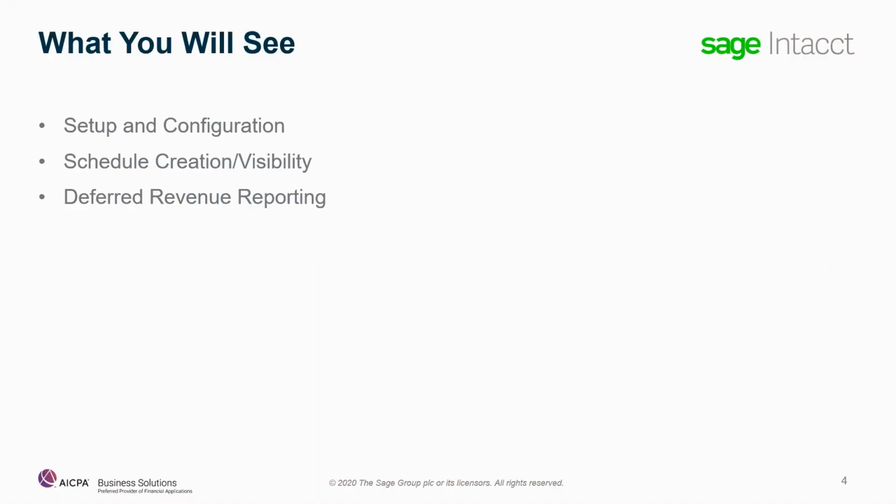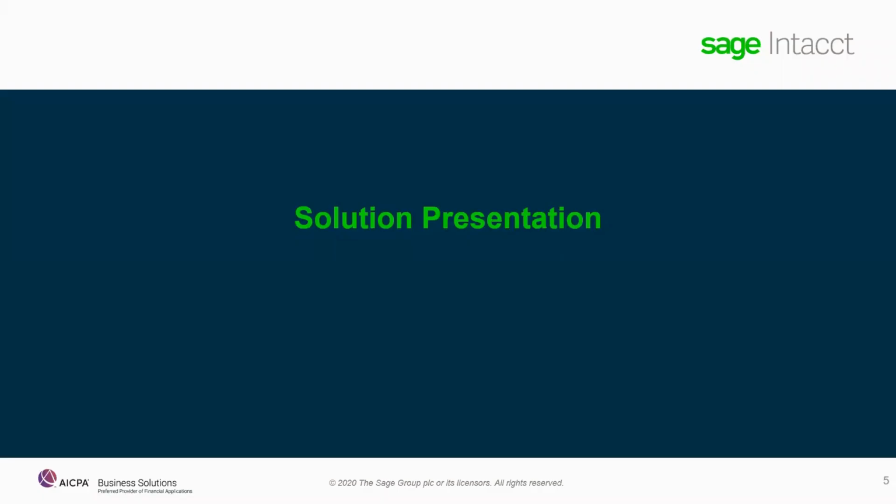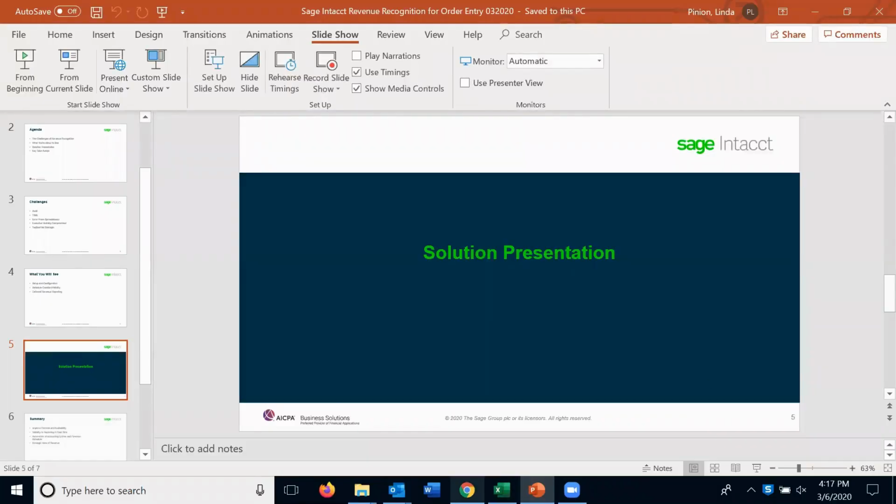What I'm going to share with you today is a little bit of the configuration and setup that you would want to do in inventory and in order entry to utilize revenue management. I'm also going to share with you a sales order that I have already put through the process of creating that schedule. So you'll see that schedule created, you'll see the visibility that you have to that schedule, and then we'll take a look at some deferred revenue reporting. So let's go ahead and take a look at that in the solution.